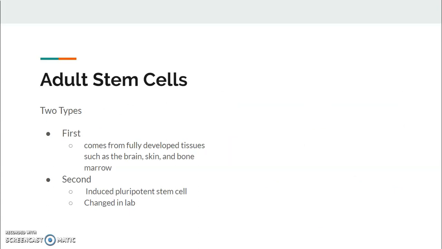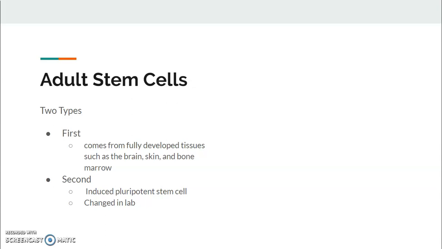The second type of stem cell is an adult stem cell. So there's actually two types of adult stem cell. The first comes from fully developed tissues such as the brain, skin, and bone marrow. And there are only small numbers of stem cells in these tissues. So what I mean by that is they can only generate certain types of cells. So a liver stem cell will be more likely to only produce liver cells.